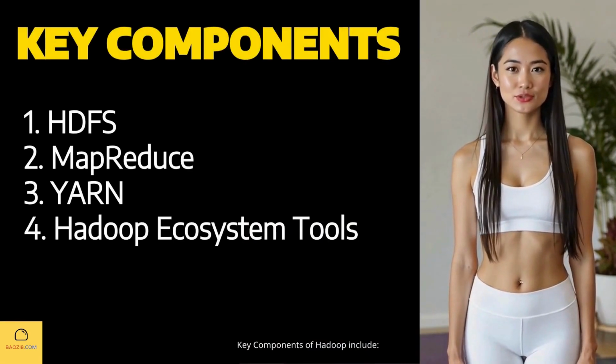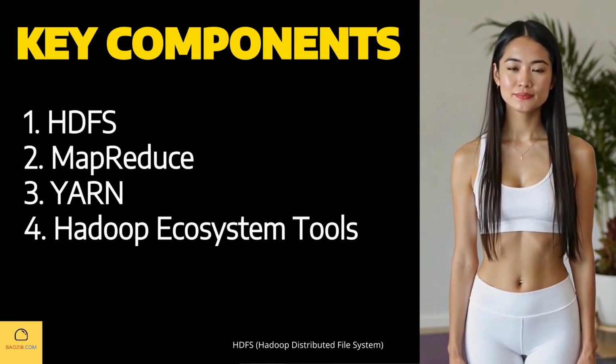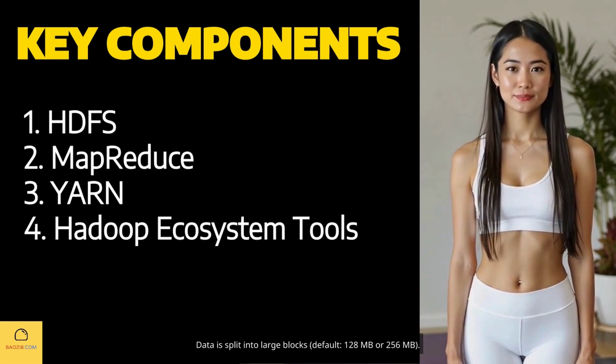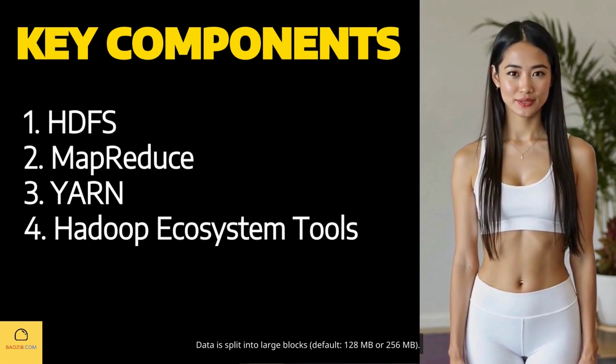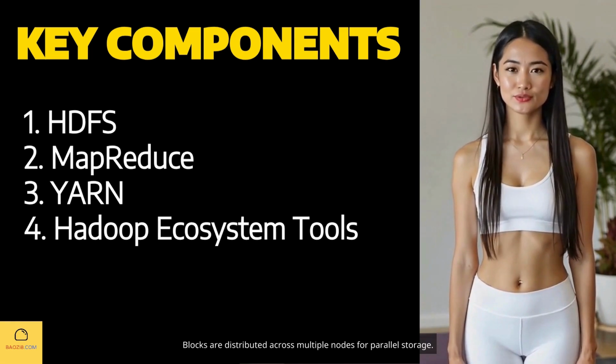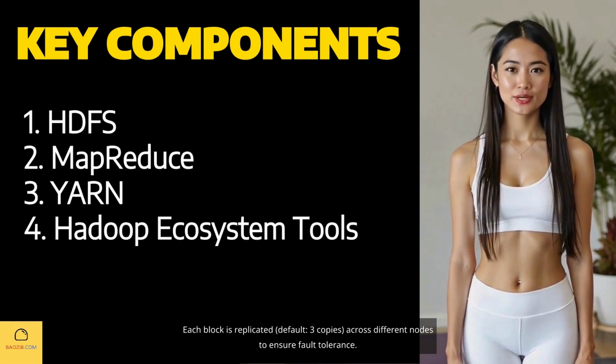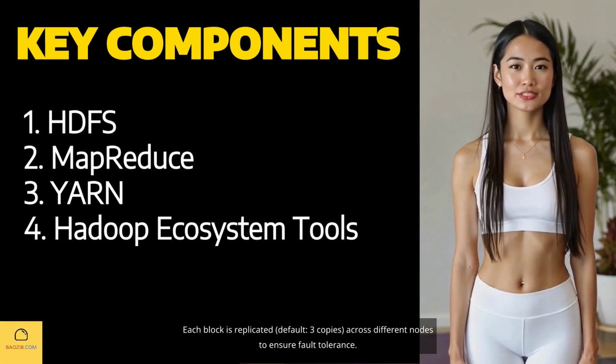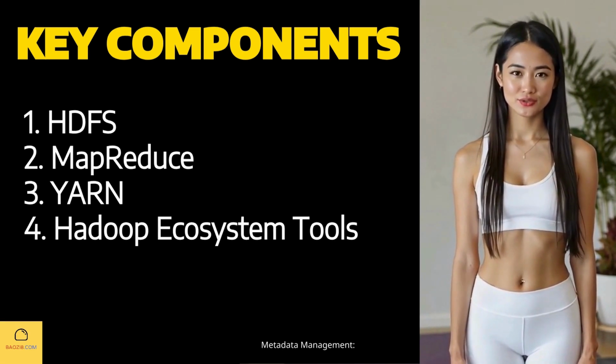Key components of Hadoop include 1. HDFS, Hadoop Distributed File System. Purpose: a fault-tolerant and scalable storage layer. Data is split into large blocks, default 128 megabytes or 256 megabytes. Blocks are distributed across multiple nodes for parallel storage. Each block is replicated, default 3 copies across different nodes, to ensure fault tolerance.